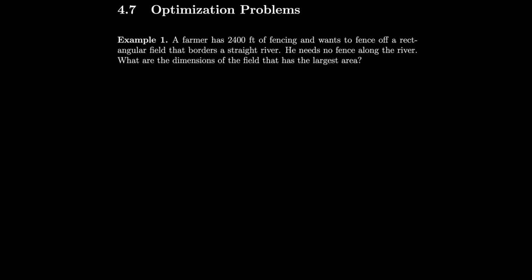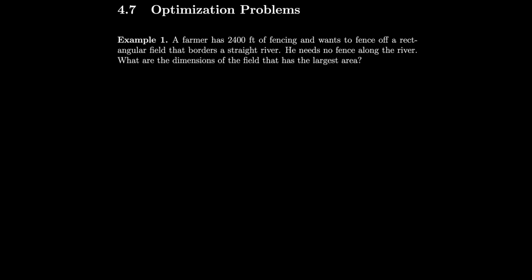Section 4.7, Optimization Problems. Suppose a farmer has 2,400 feet of fencing and wants to fence off a rectangular field that borders a straight river. He needs no fencing along the river. What are the dimensions of the field that has the largest area?